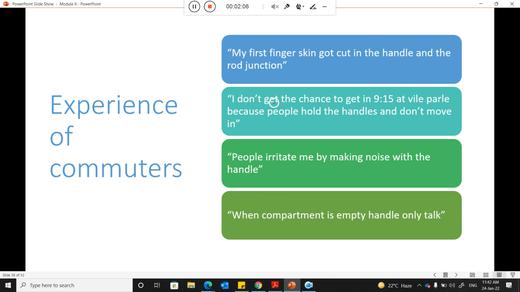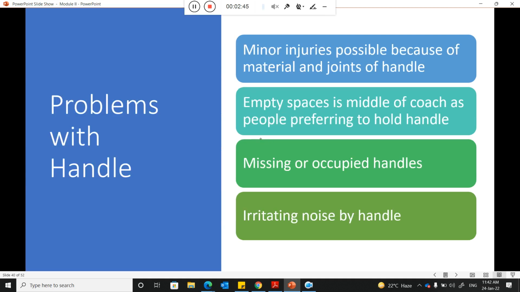And, I don't get the chance to get in at Vile Parle because people hold the handle and don't move in. So at a particular station, a passenger says I was unable to get into the train because people hold the handle at that particular place. And people irritate me by making noise with the handle. So that is also a problem related to the handle. And when the compartment is empty, the handle only talks. So these are some comments, and on the basis of that we try to identify problems with the handle.